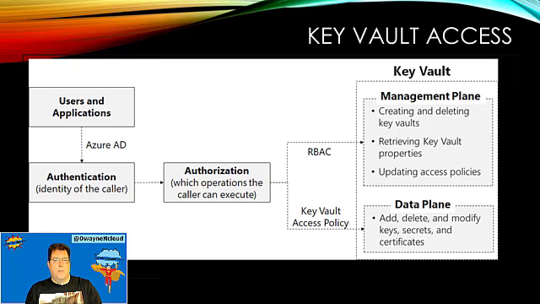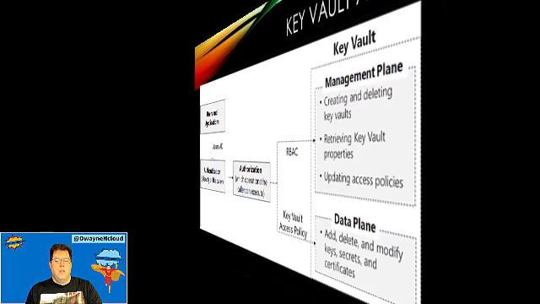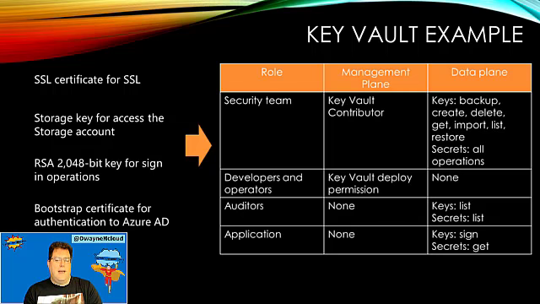The data plane itself is where those keys are located and where we're accessing those keys and calling those keys for certain resources. And here's some different examples of how that access takes place within our management plane. We have different types of security services over here with SSL certificates, our storage keys for storage account, our RSA keys, different bootstrap certificates for authentication within Azure Active Directory. Then we have our different roles over here.